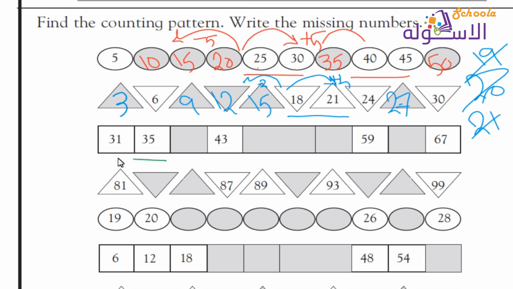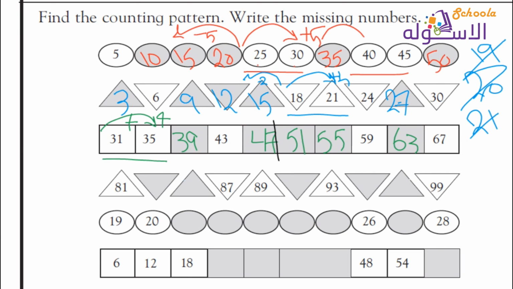Okay, the next one. Two adjacent numbers. Let's look at the two numbers next to each other. 31 becomes 35. It increases, so it's plus. Plus how many? Plus 4. So I keep adding 4: 31, 35, 39, 43, 47, and after 47, when you add 4, it will be 51, then 55, then 59, and 63. Yeah, there is a line missing here.